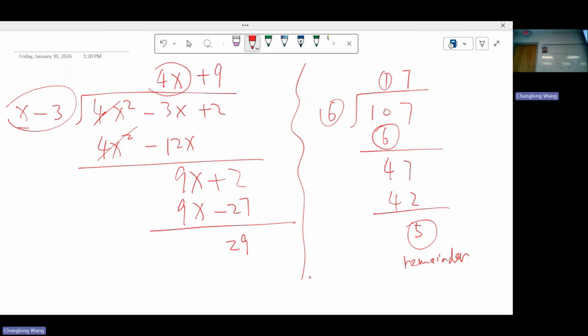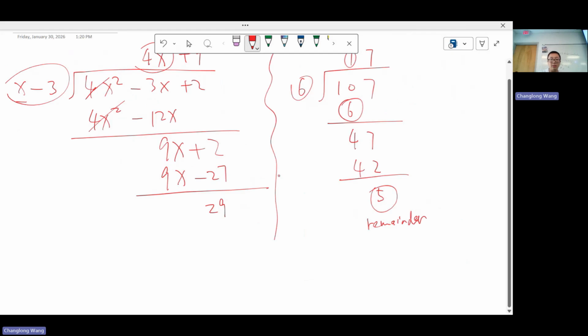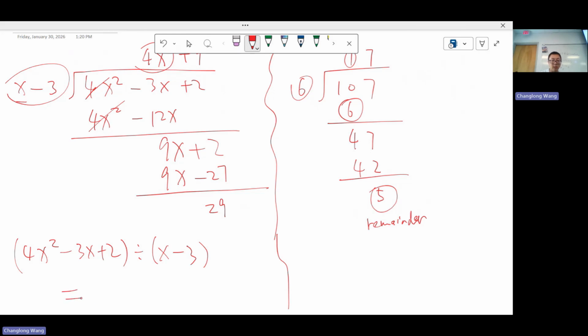We didn't stop when we got to 9x plus 2, right? Why didn't we stop? It's the same degree as the divisor. You can do one more round. Okay, so now this kind of question is asking you to do division, right? So the question was, how much is 4x squared minus 3x plus 2 divided by x minus 3, right? So your answer to that kind of question is equal to quotient plus remainder over the divisor. So put that in such a form.